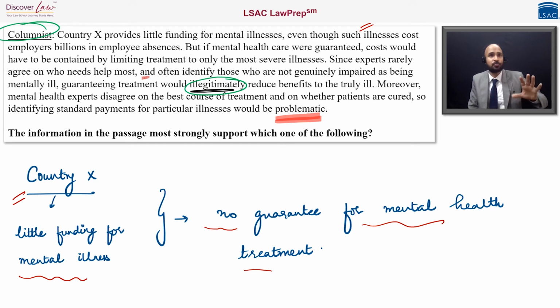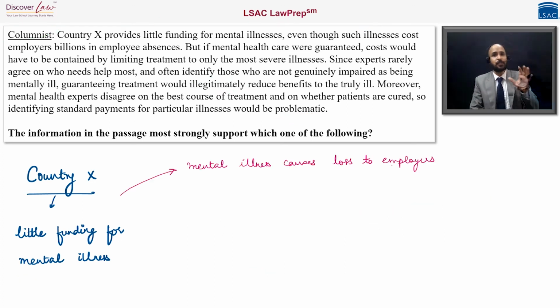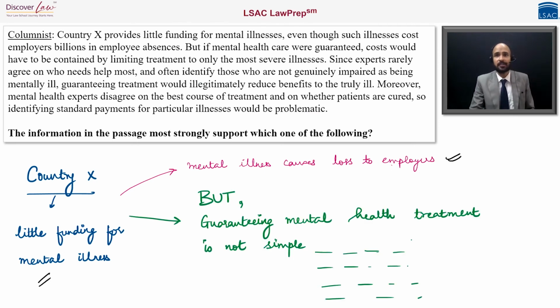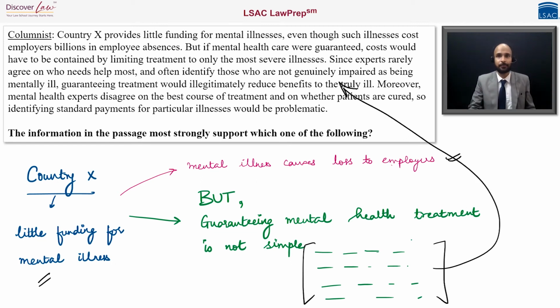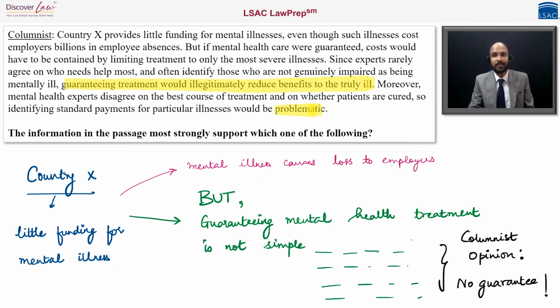So the conclusion pretty much to me looks like the columnist saying that, hey, country X really cannot afford to have funding for mental illness. Okay, so he kind of justifies this particular position. Let's go ahead and see it in some more detail. So essentially the author is saying that, hey, when there's no funding, it does cause some loss. But if you were to guarantee it, there are so many complexities. And this is what makes up the bulk of what is given in here. So you can see that the opinion of the columnist basically points towards giving no guarantee. And this is pretty much what I would also identify as the conclusion of his argument, although you don't very clearly see it here.